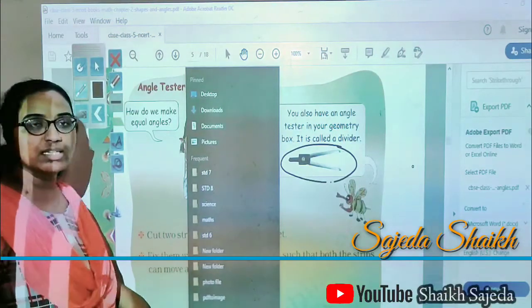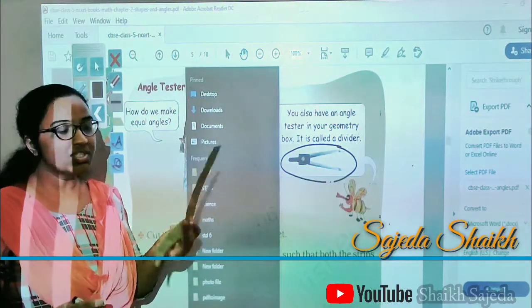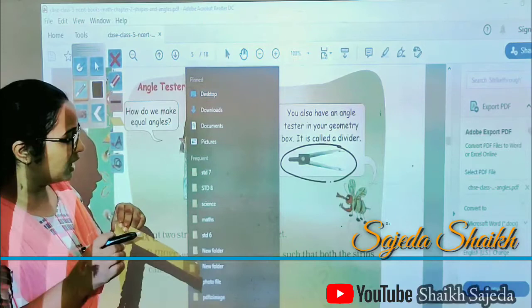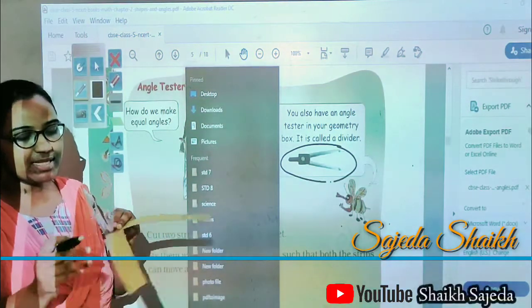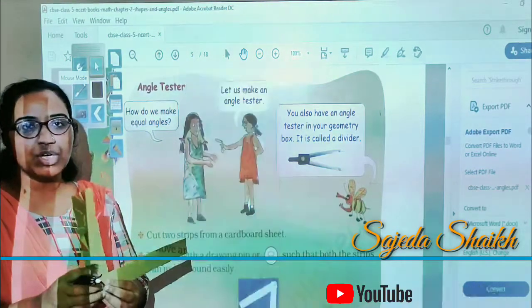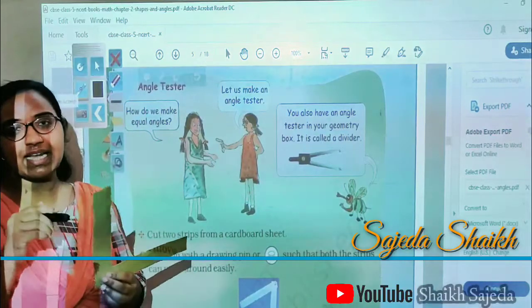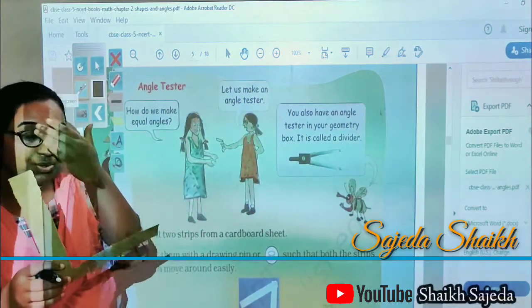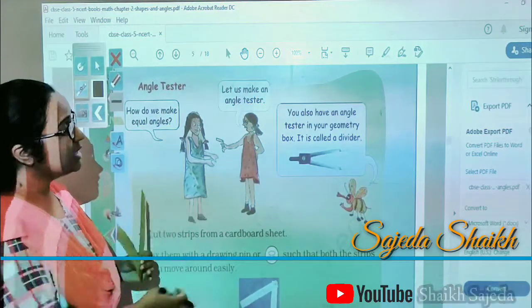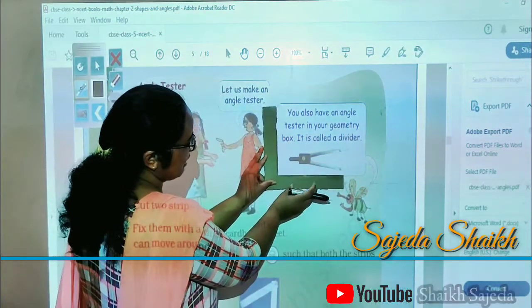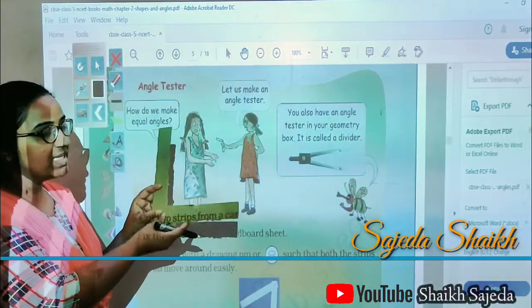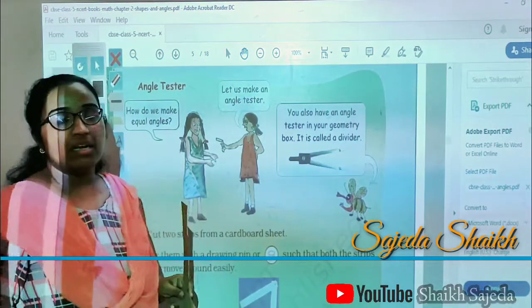To make this angle tester, you have to take two strips of cardboard. After that, using a thumb pin, attach these two strips so that both strips can move around easily. Now whatever object you want to measure, just go to that object and measure like this. Suppose I want to find out the angle in this square box, so I will put this angle tester here, and if it looks like the English alphabet L, that means this square box has a right angle.